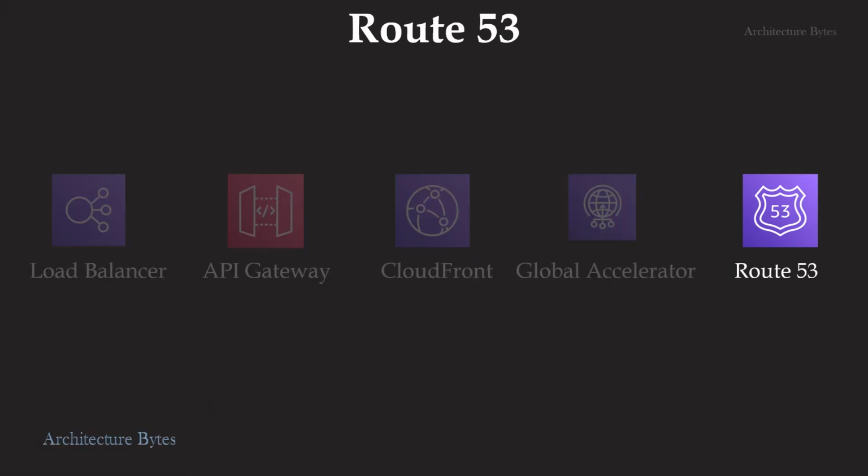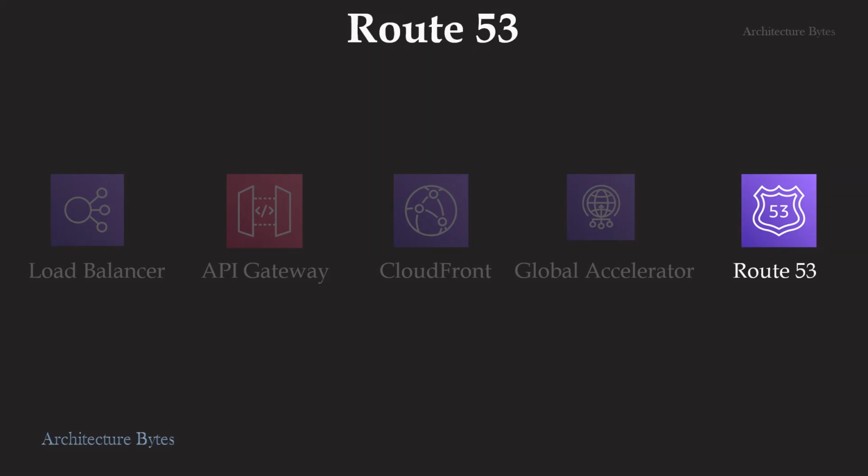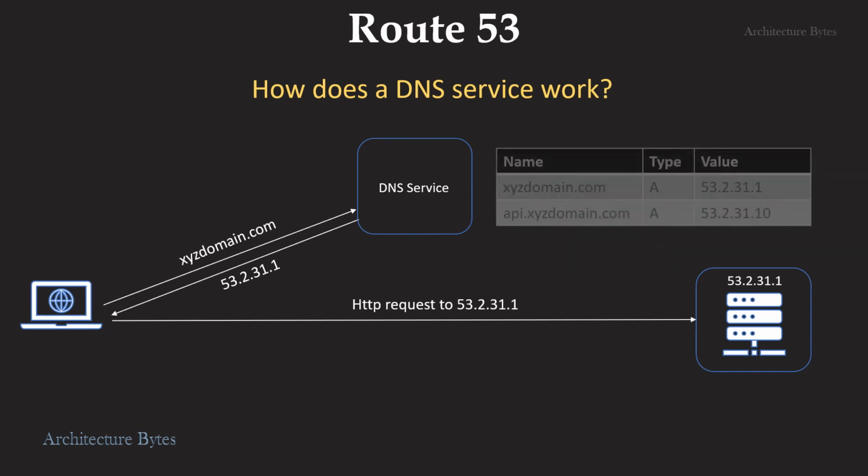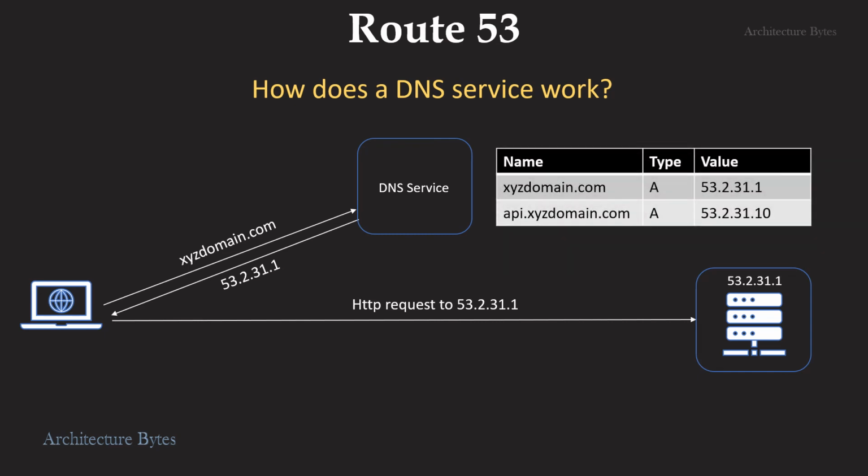Let's discuss Route 53 now. First, let us see how a basic DNS service works. When you type a domain name like xyzdomain.com on your browser, the request goes to a DNS service which looks up its records to find corresponding IP address for the domain name and returns that. So now your HTTP request can go to that IP address.